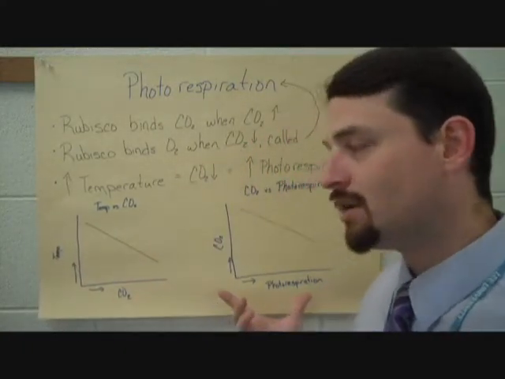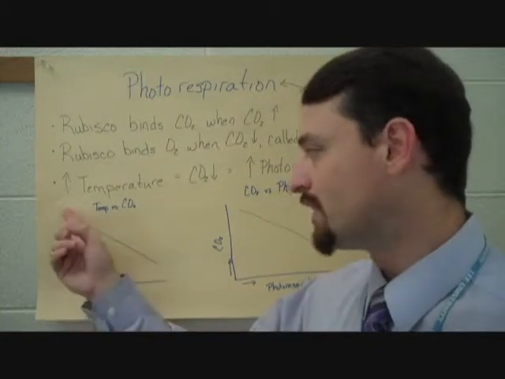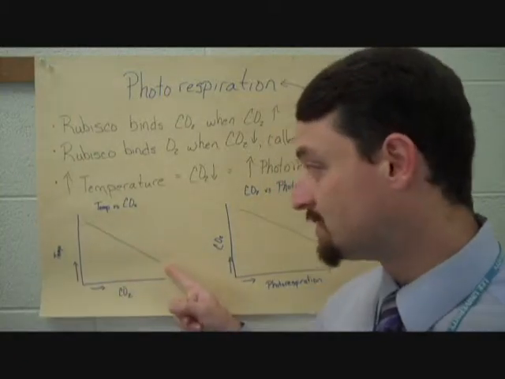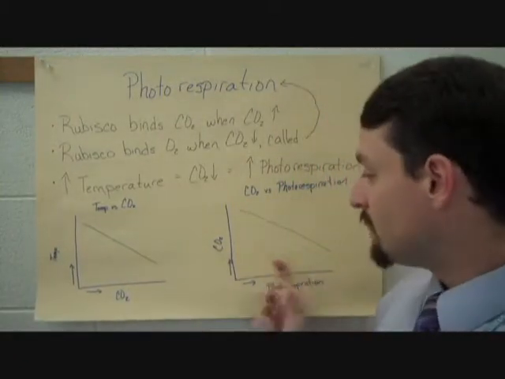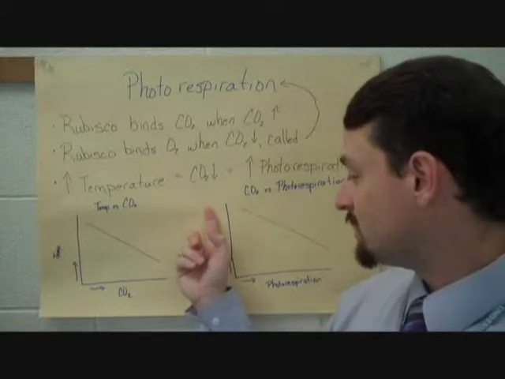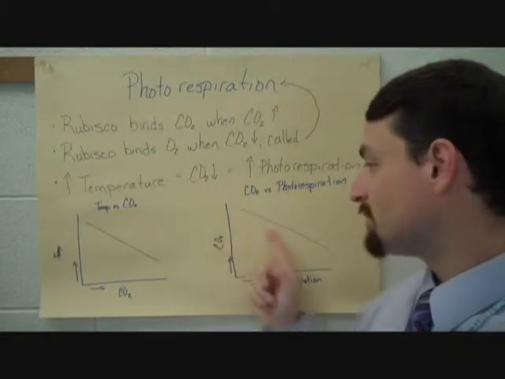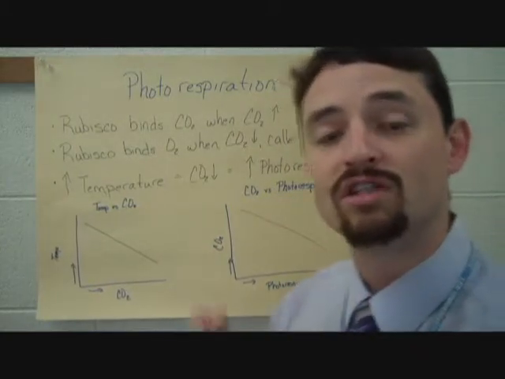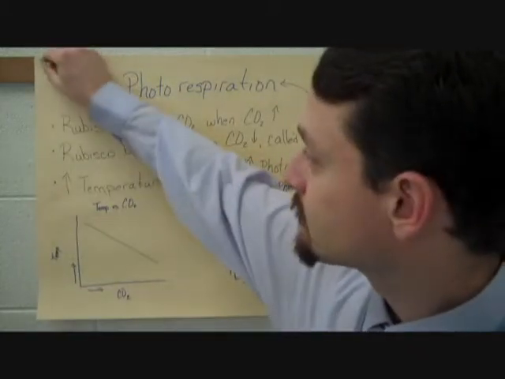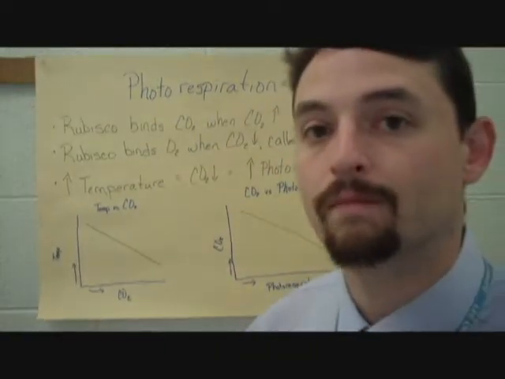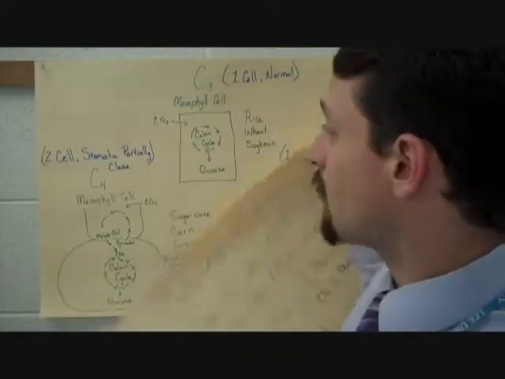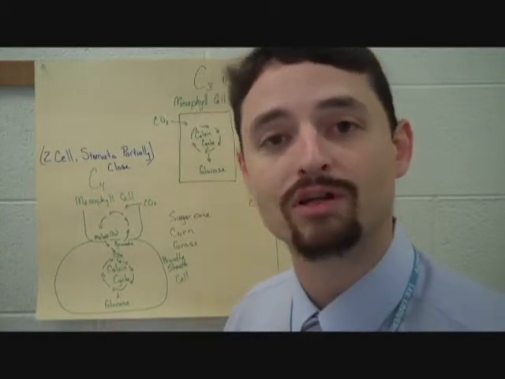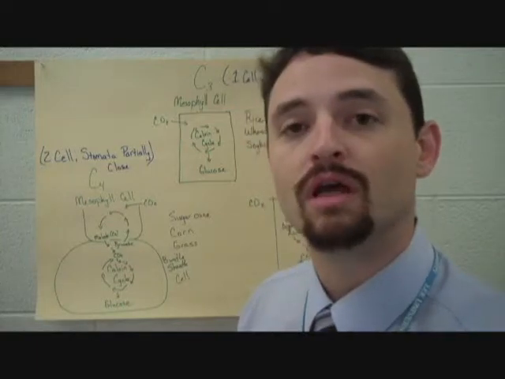I've demonstrated that here in a couple of graphs. So as temperature increases, the level of carbon dioxide decreases, an inverse relationship. Over here, as carbon dioxide levels increase, okay, photorespiration decreases because less photorespiration is taking place when there's a lot of carbon dioxide. All right, so now let's see what plants have evolved to deal with those high temperature environments.